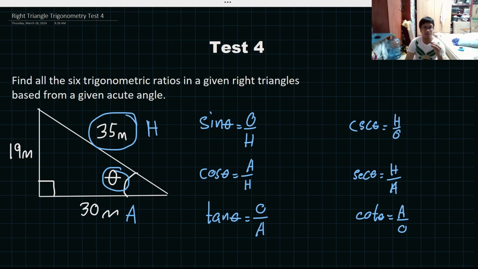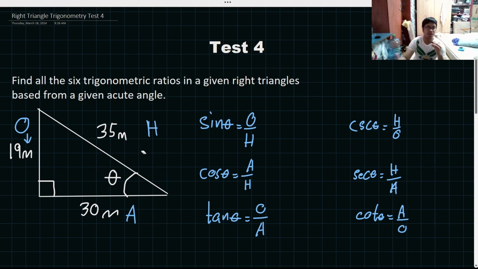Now, on the other hand, what if we have a side that is not beside the given angle, like the vertical height of the right triangle? Then that is your opposite. 90 meters is your opposite side. So now we know the hypotenuse, adjacent, and opposite. We can now find the trigonometric ratios.